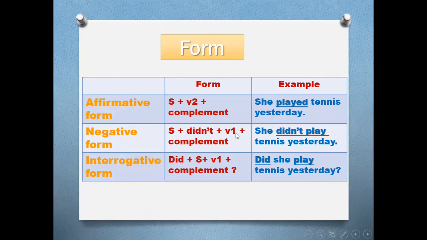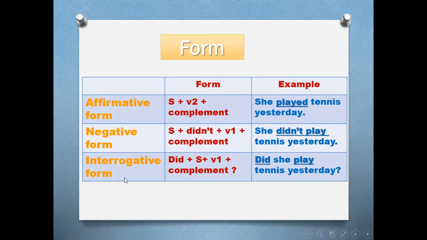And it makes the verb refer to the original one. برجع الverb للoriginal form, للbase form with a complement. Here, she didn't play tennis yesterday. So you can see how did we make negative? By adding didn't and then the verb as a verb one.